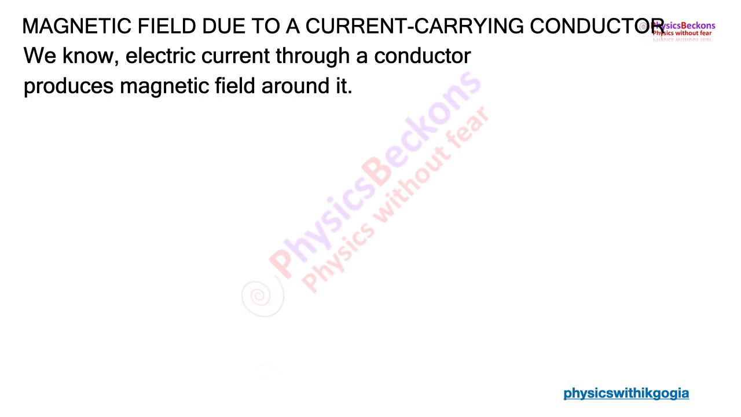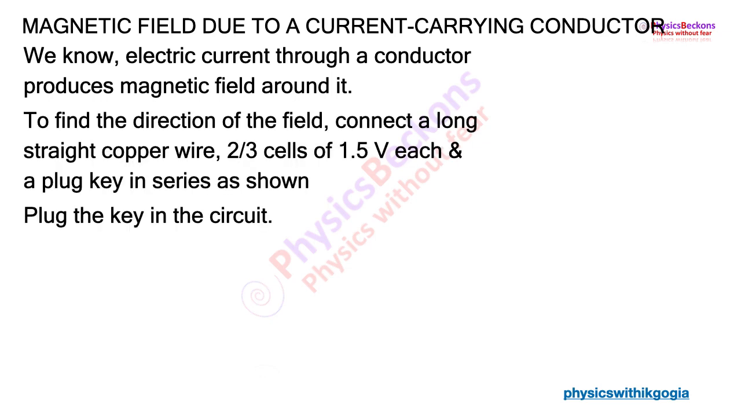We know that the electric current through a conductor produces a magnetic field around it. To find the direction of the field, connect a long straight copper wire, 2 to 3 cells of 1.5 volt each, and a plug key in series as shown. Insert the plug in the circuit. See the direction of current. The direction of current is from north to south in this diagram.